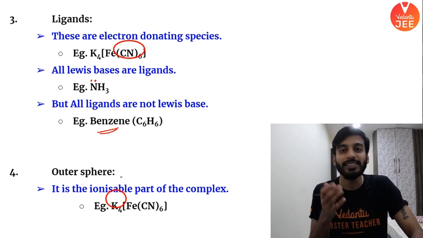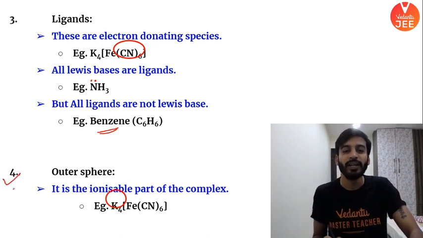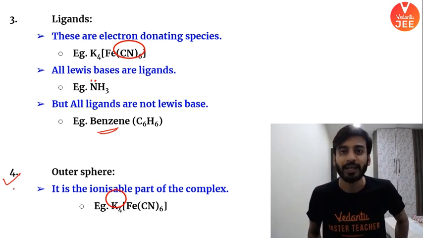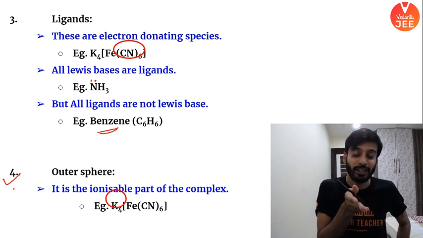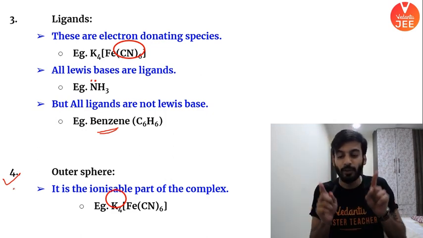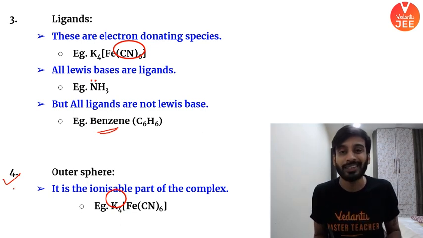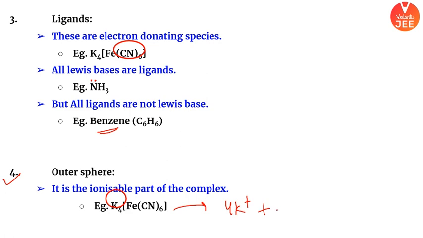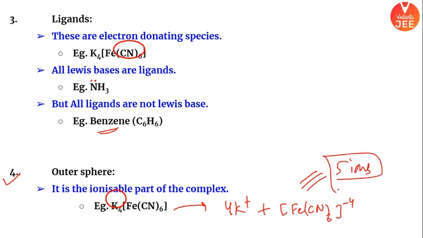What is the outer sphere? It is the ionizable part. Whatever is present inside the square bracket cannot be ionized. So the part which is not part of the square bracket will be ionized. It is the ionizable part of the complex, whatever is outside the square bracket. So here you are going to get 4K+. Along with that, the square bracket will remain as it is. It will not be ionized, beta, and there would be a 4- charge. If I ask you total how many ions, you will say total 5 ions are produced.